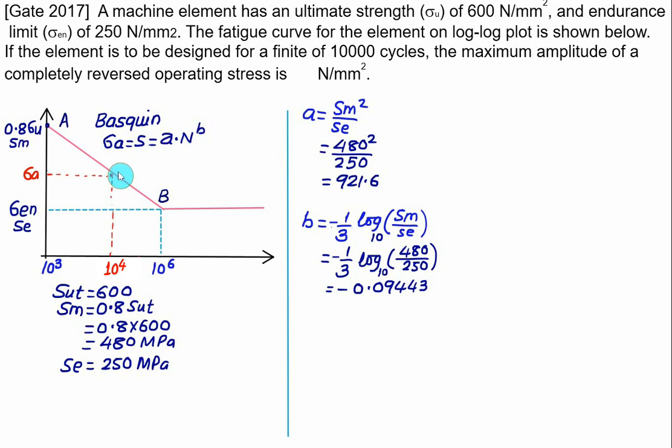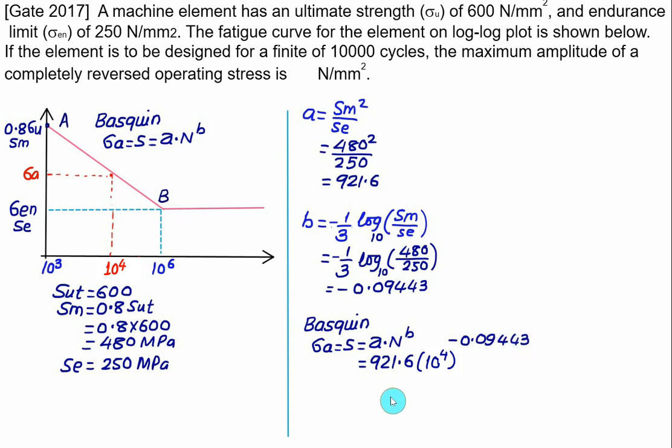Now we can calculate the amplitude stress. We substitute constant A equal to 921.6, number of cycles as 10 to the power 4, and the constant b equal to minus 0.09443. Solve this, and you will get the value of amplitude stress very close to 386.2 megapascal.